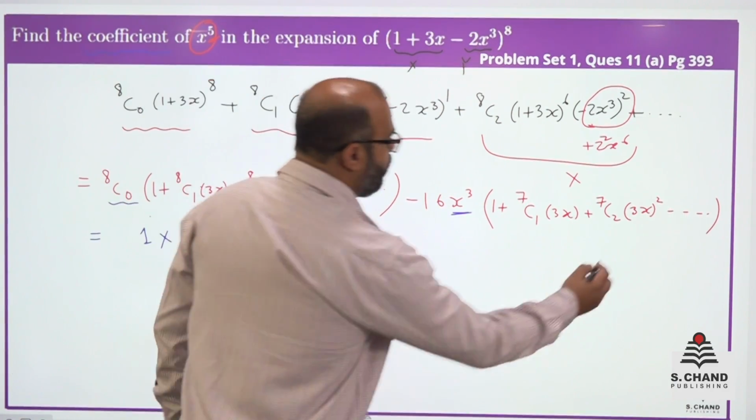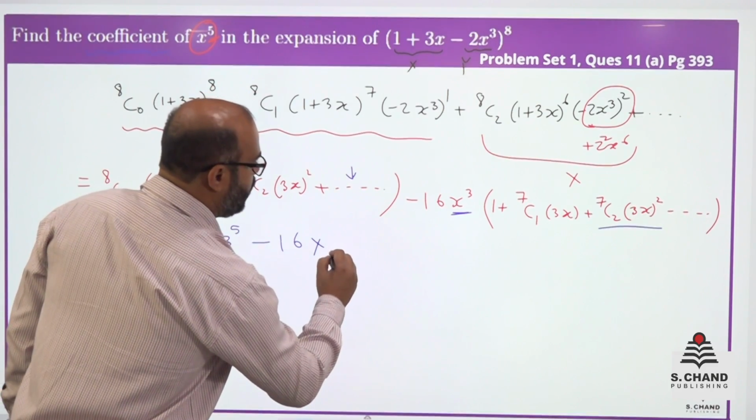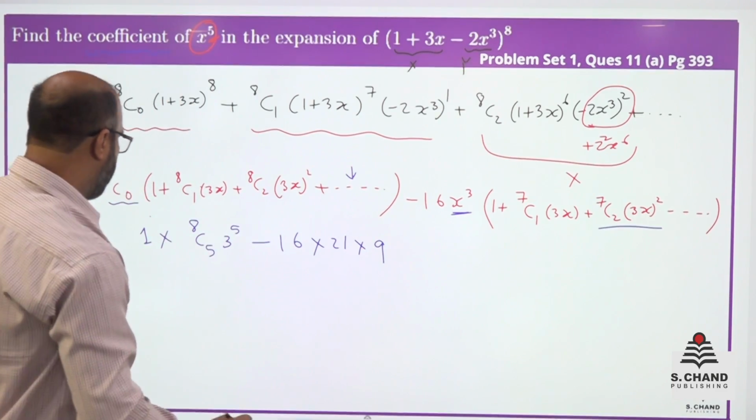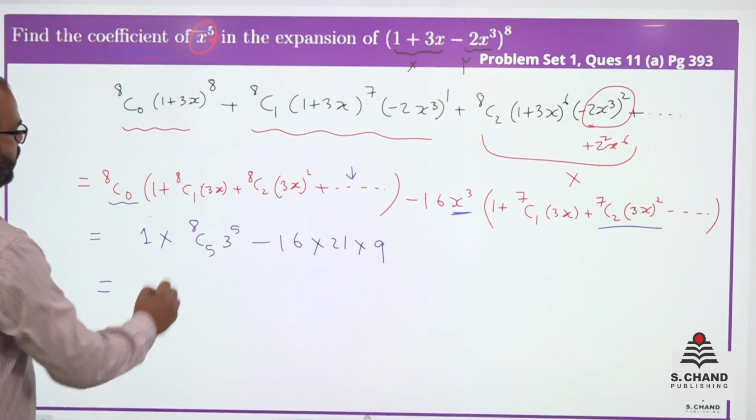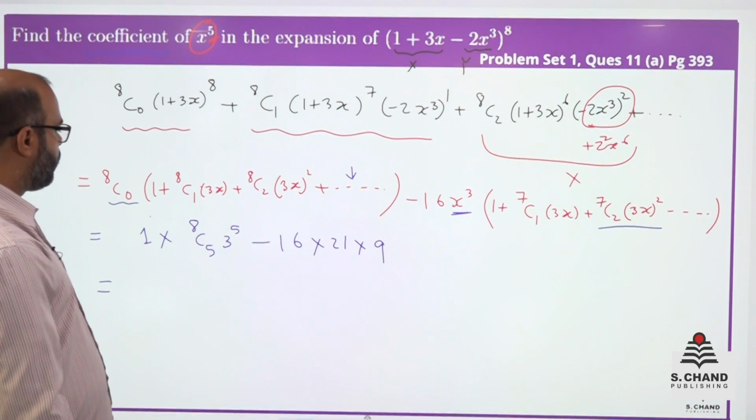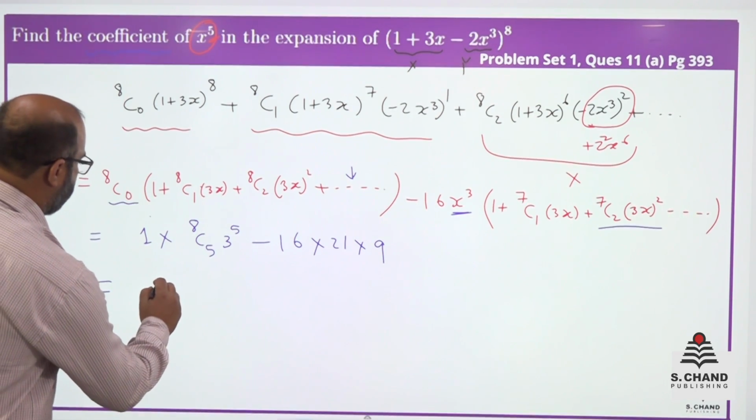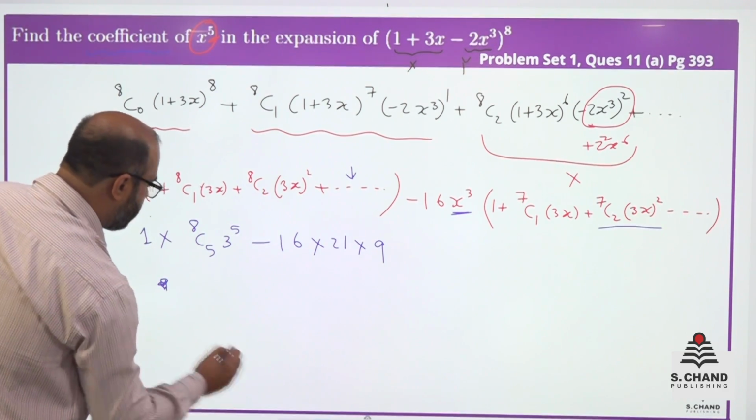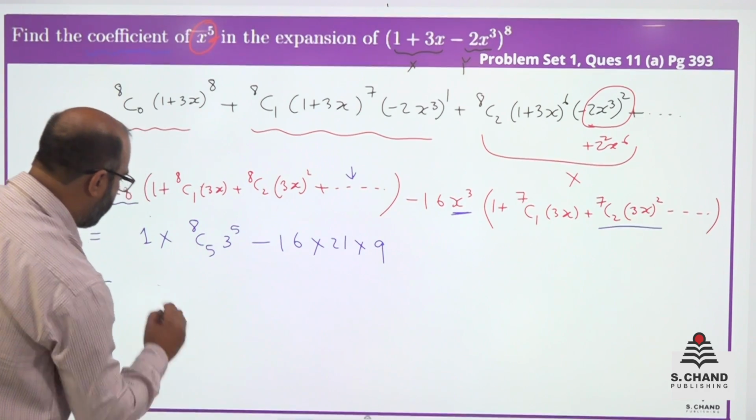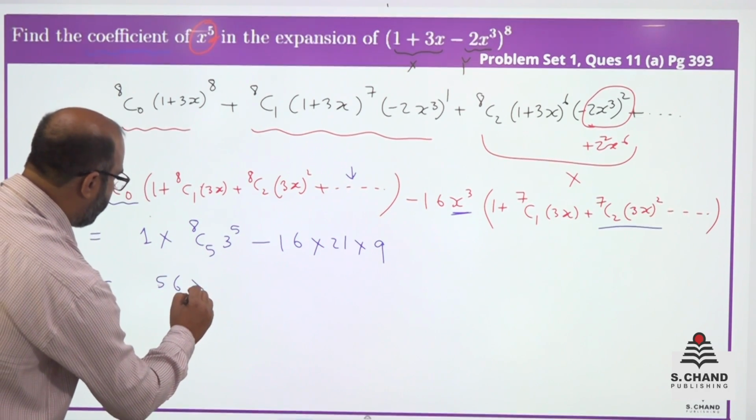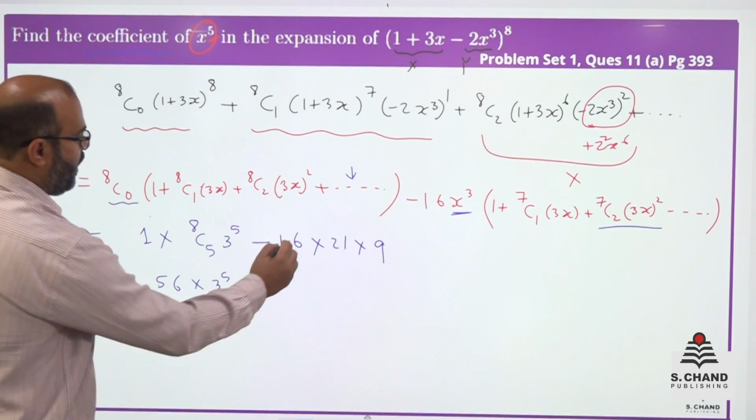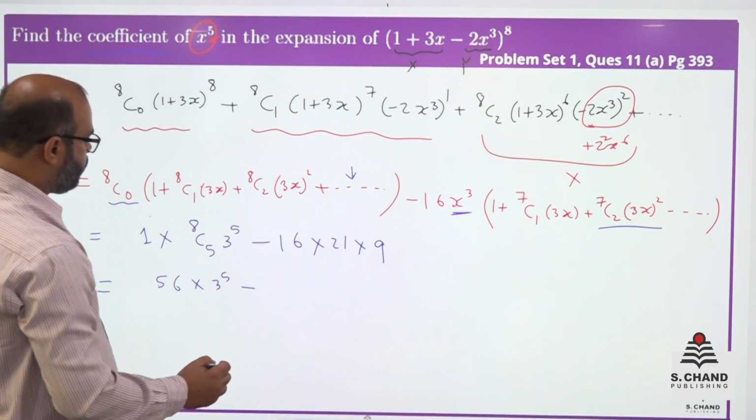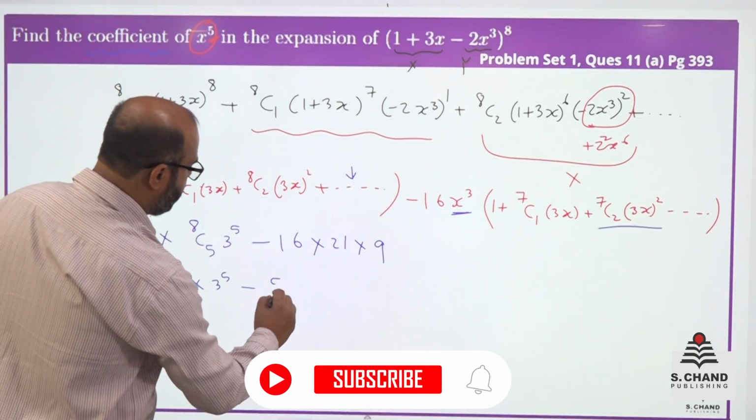So we need x square, which will come from here. So 16 into 7C2, which will be 21. So this will become 8 into 7 into 6, divided by 6, 8 into 7 is 56. Now we have to do simple calculation, nothing else. So this will become 8 into 7, 56 into 3 to the power 5. And here also you will get 8 into 7, I think. 8 from here, 7 from here, 56.